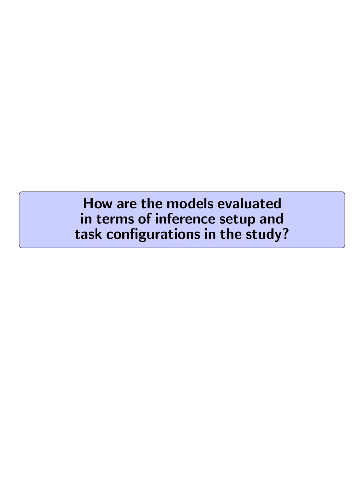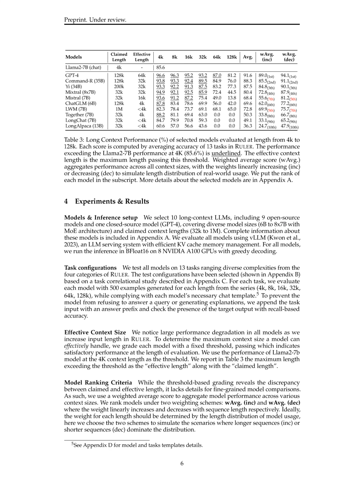How are the models evaluated in terms of inference setup and task configurations in the study? The models in the study are evaluated in terms of inference setup by running the inference in bfloat16 on 8 NVIDIA A100 GPUs with greedy decoding for all models. The study selects 10 long context language models, LLMs, including 9 open-source models and 1 closed-source model, GPT-4, covering diverse model sizes, 6B to 8x7B with MoE architecture, and claimed context lengths, 32K to 1M. The evaluation is conducted using vLLM, an LLM serving system with efficient KV cache memory management.